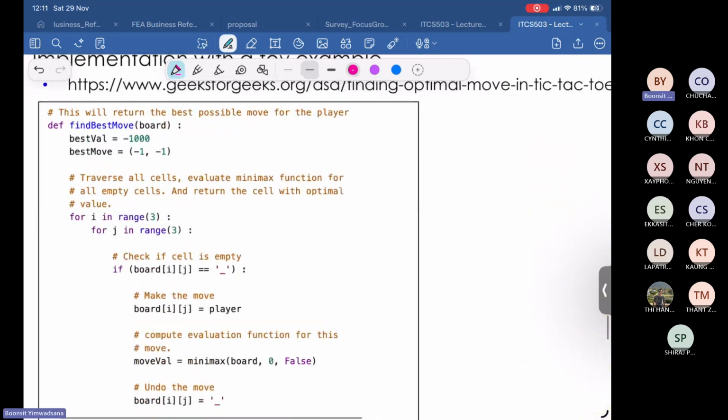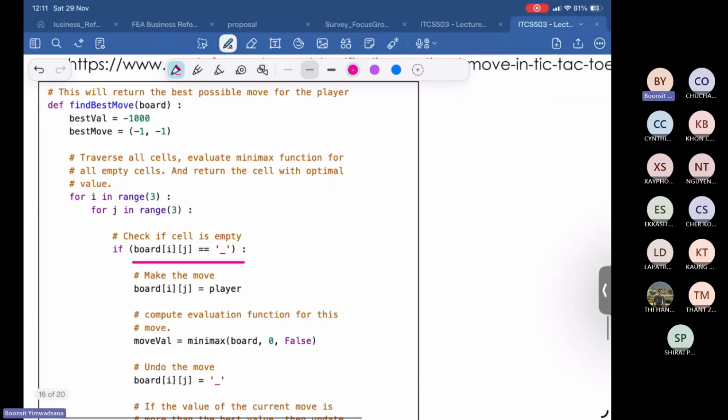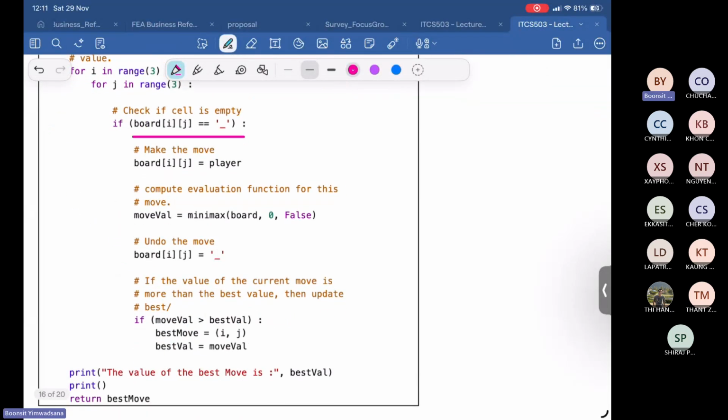The best move function here will basically take the board, and then the minimax function, just like what I explained to you earlier. What is the board? What is the depth? And then, am I playing or not? If I'm not playing, then we call this minimax function. If I'm playing, then you continue with the minimax function with the player.